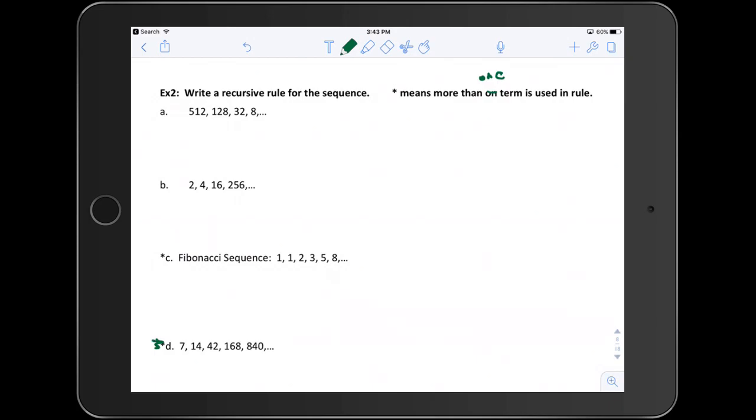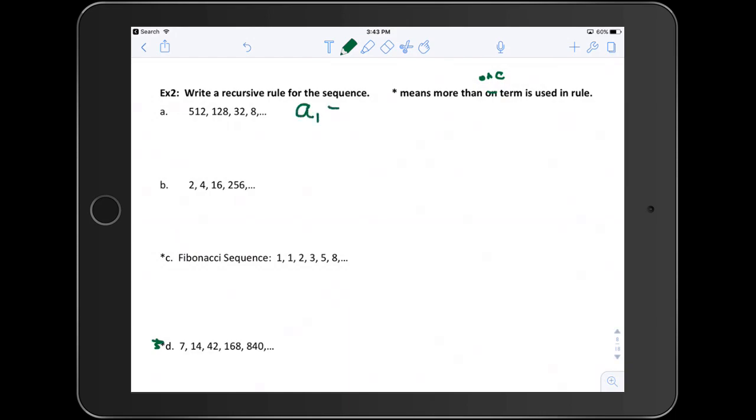Okay, so we have 512, 128, 32, and 8. We've seen this before. It's like I need new material, don't I? So the reason I say we've seen it before is because our first note guide had it twice on there. And if you don't remember, what we did do was we knew that you're dividing each of the previous terms by 4. So let me just show you how fast recursion is, or writing a recursive rule.